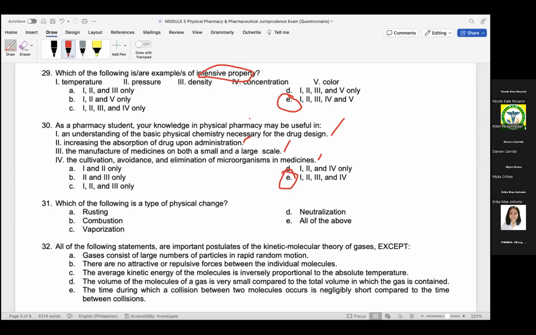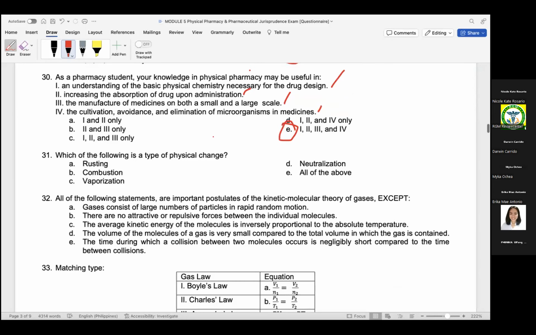Next, number 31, which of the following is a type of physical change? When we say physical change, hindi nagbabago ang identity. Nagbabago lang ang state of matter. So, rusting, combustion, vaporization, neutralization, or all of the above. Rusting, chemical change yan. Combustion, chemical change. Neutralization is a type of chemical reaction, so therefore, chemical change din yan. Vaporization is not a chemical change because you just convert liquid to gas here, vaporize. So that's just a physical change.